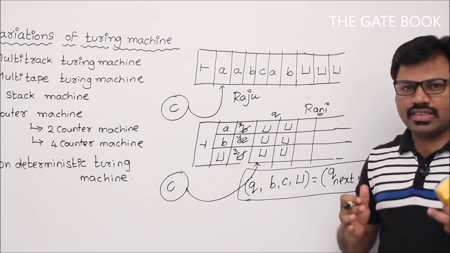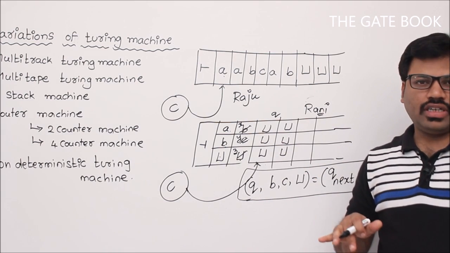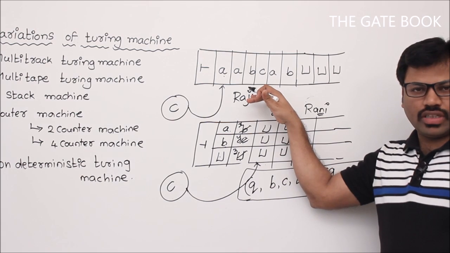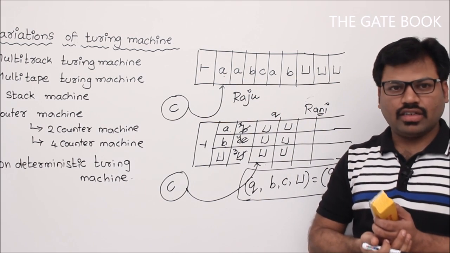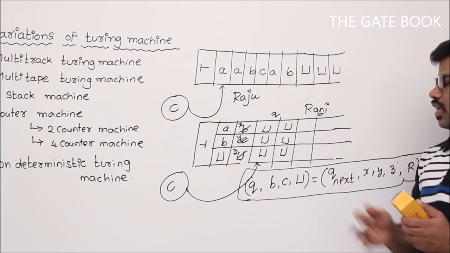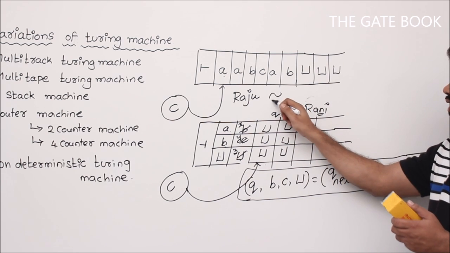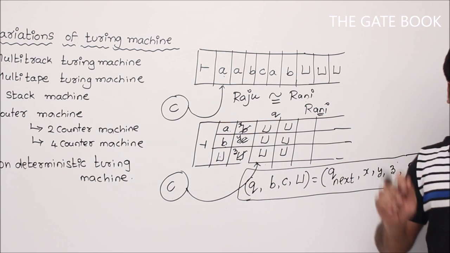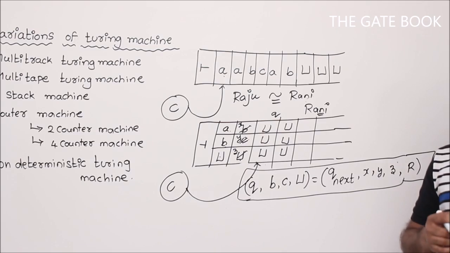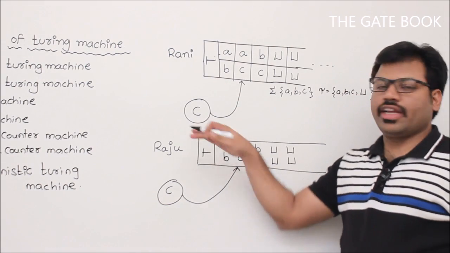So initially my guess is this multi-track Turing machine is either equivalent to this single track Turing machine or maybe more powerful than that, isn't it? But unfortunately, or fortunately I can say, Raju and Rani are equivalent. That means these two machines have the same power. Let's see that. Now we'll see why Rani and Raju are equivalent.